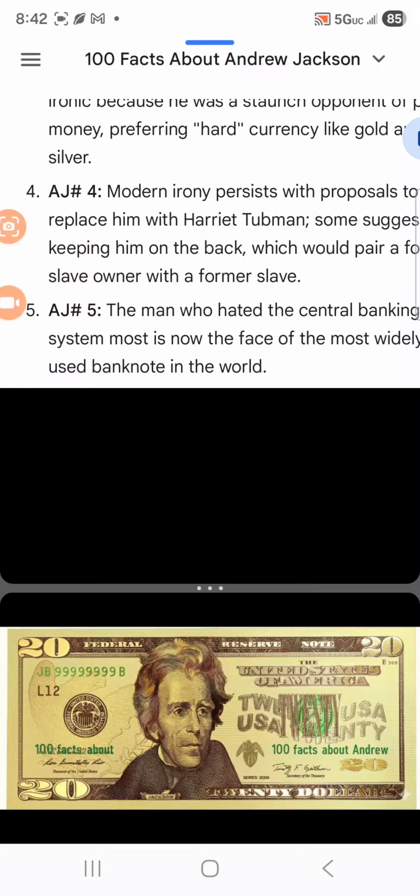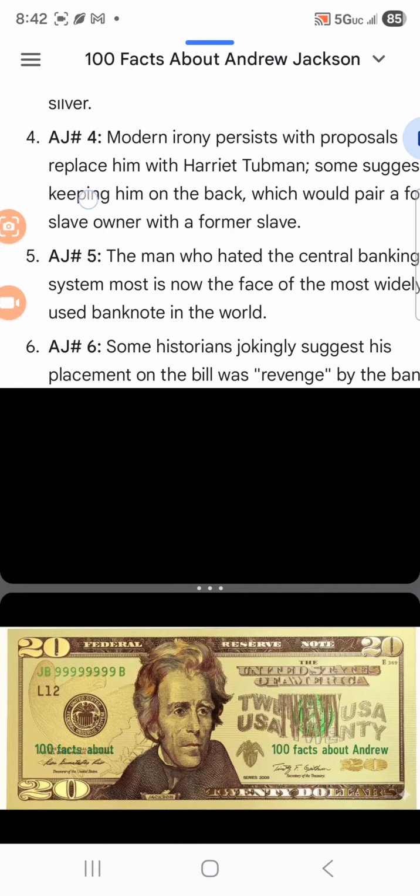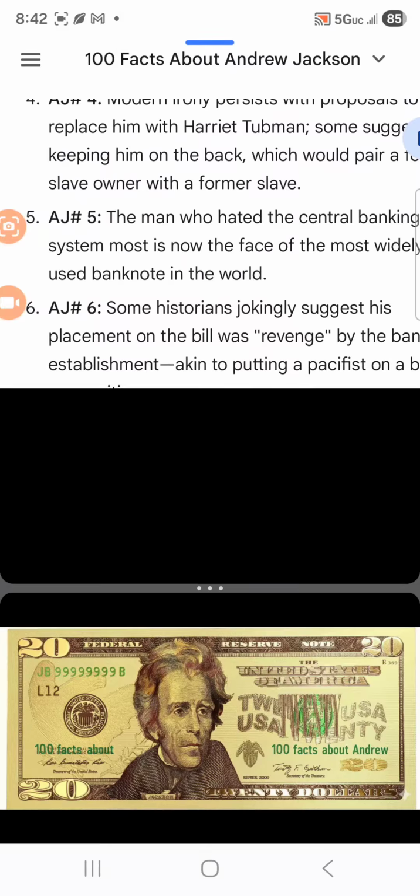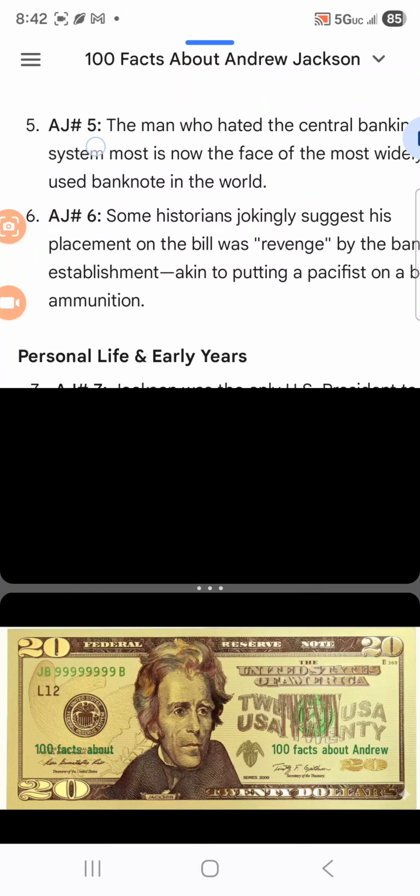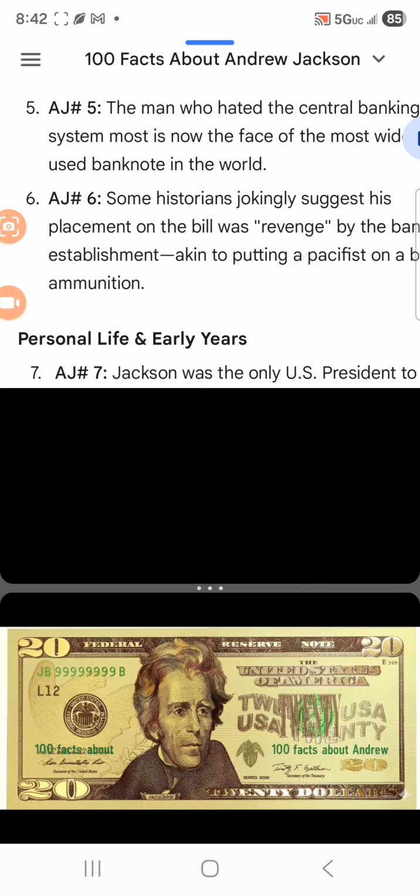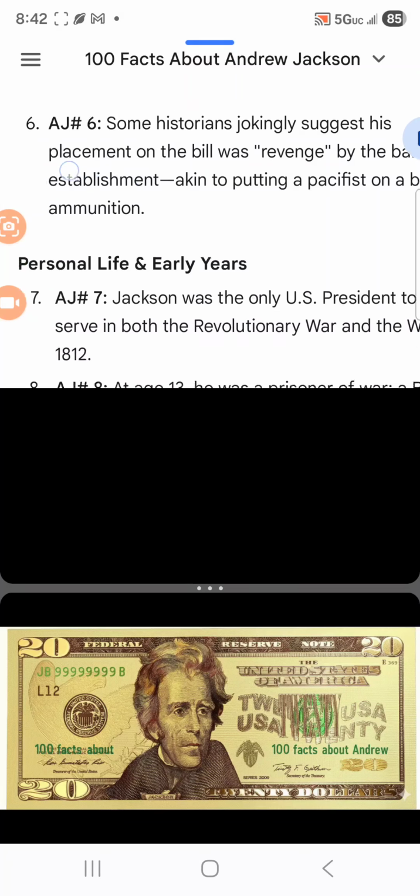AJ number 5. The man who hated the central banking system most is now the face of the most widely used banknote in the world. Yes, it's said that the $20 bill is the workhorse of the currency. AJ number 6. Some historians jokingly suggest his placement on the bill was revenge by the banking establishment, akin to putting a pacifist on a box of ammunition. Personal life and early years.